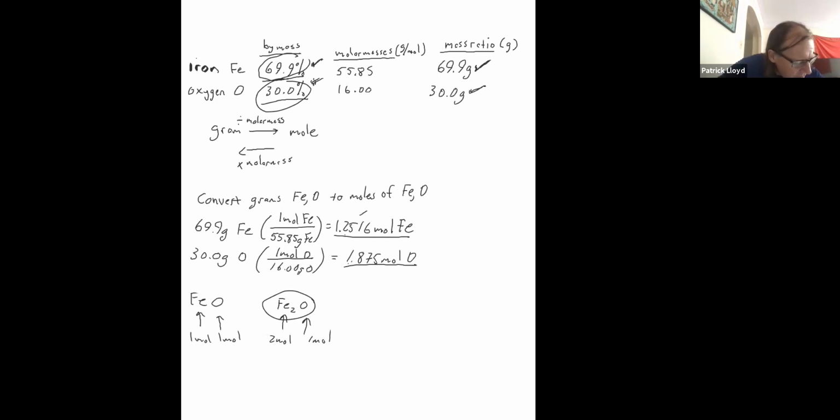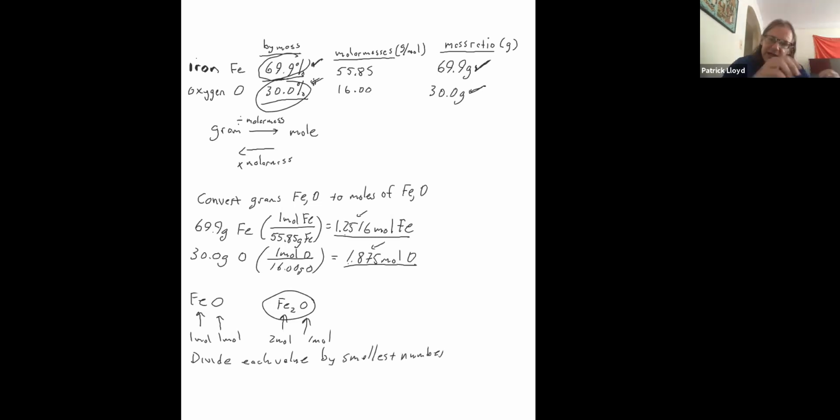Now, for this particular problem, let's take a look at what happens. This is not a whole number. We want whole numbers for chemical formulas. We don't want to have Fe 1.25, O 1.875, even though those do show the ratios. We want to have whole numbers. So it's just a matter of figuring out how to get whole numbers out of decimal numbers. What you do is you divide each value by the smallest number.